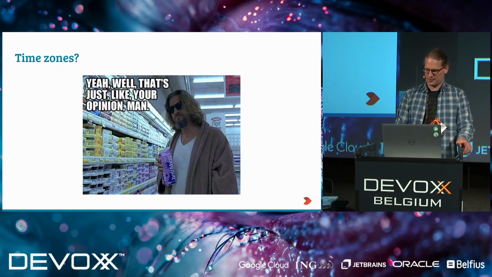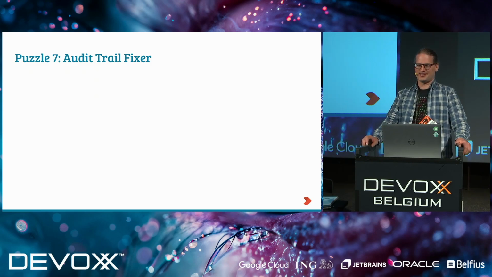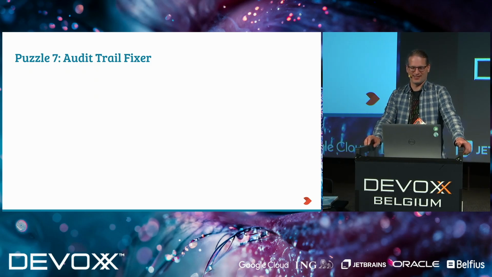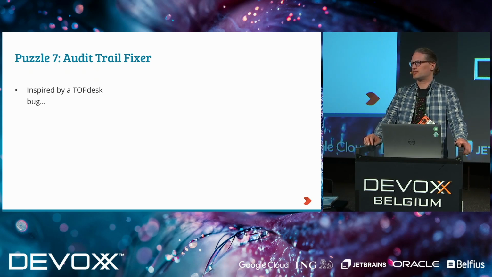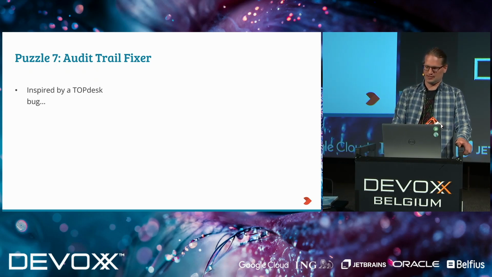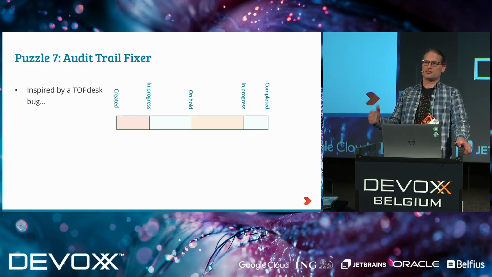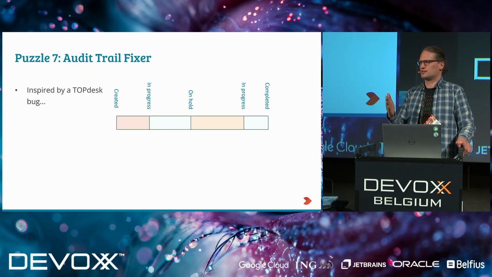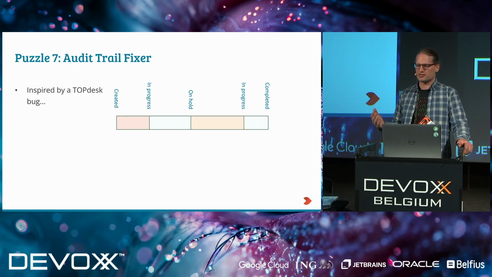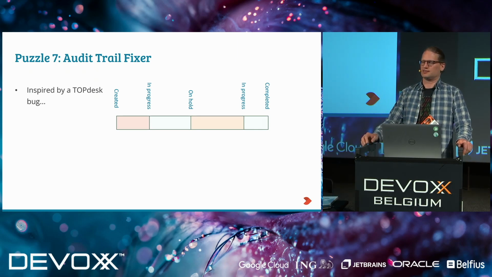So the final puzzle is the audit trail fixer. And that's actually inspired by a real bug that we had in TOPdesk. The problem is that TOPdesk registers incidents, and these incidents can go through various phases. Like at the start they're created, and then they can be in progress, they can be on hold, they can go back into progress again, and then they can be completed.